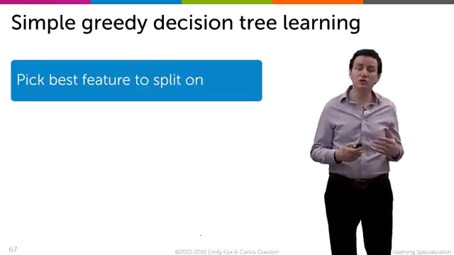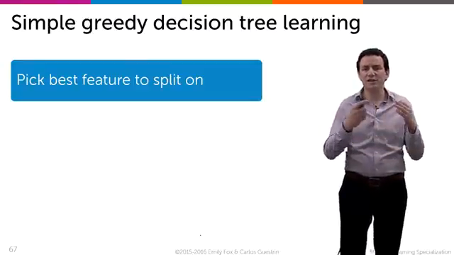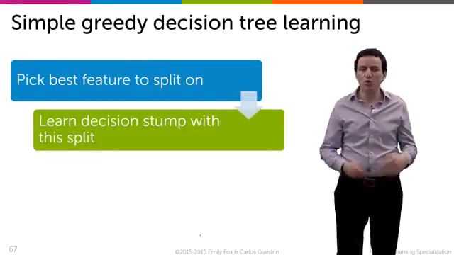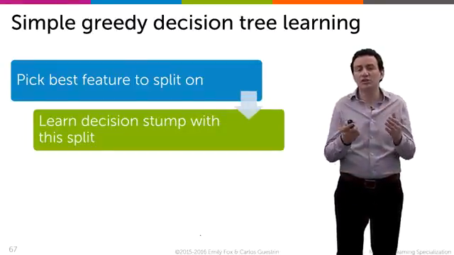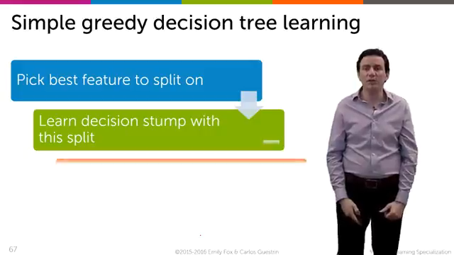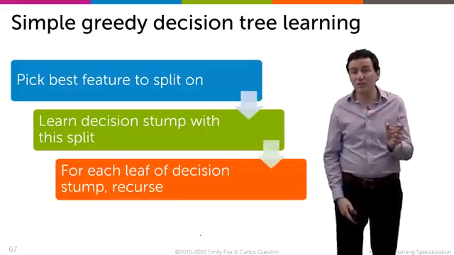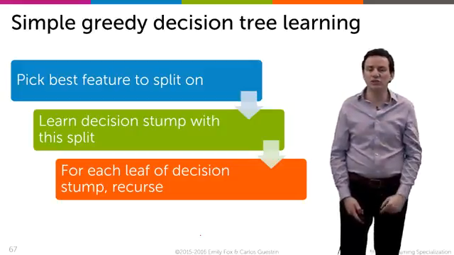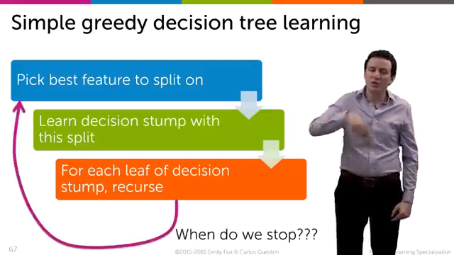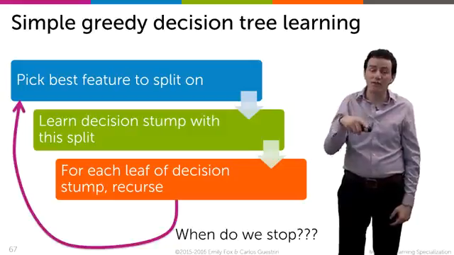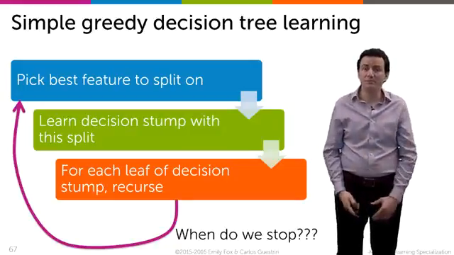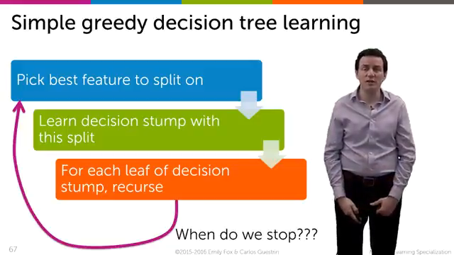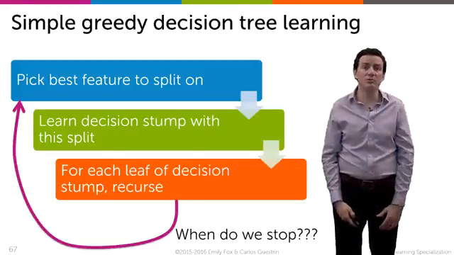So what we've described here is what's called a recursive algorithm. It starts with a process where we pick the best feature to split on, then we split our data into a decision stump with this selected feature, and then for each leaf of the decision stump, or each node associated with it, we go back and learn a new decision stump. And the question is, do we keep iterating like this forever, or do we stop somewhere? So what are the criteria to stop recursing is the question here. And the criteria are extremely simple.